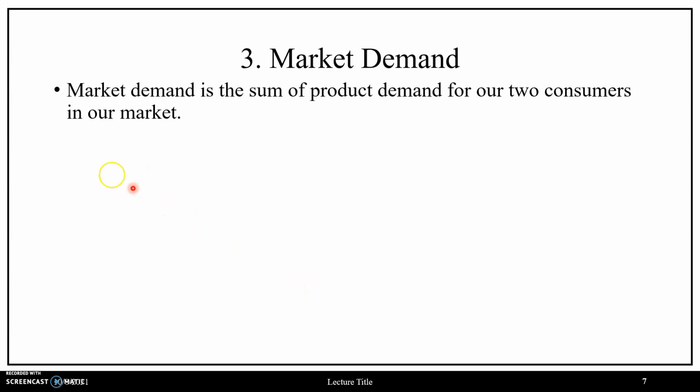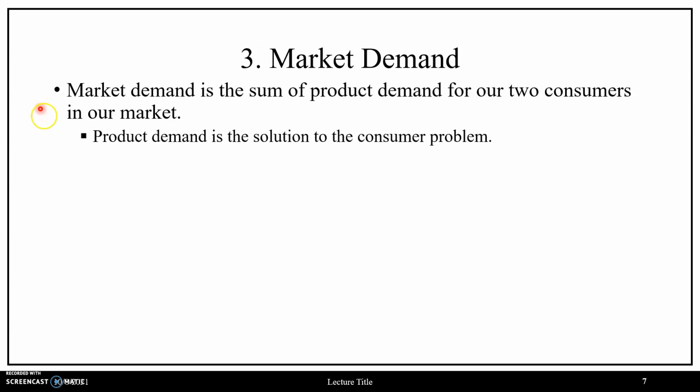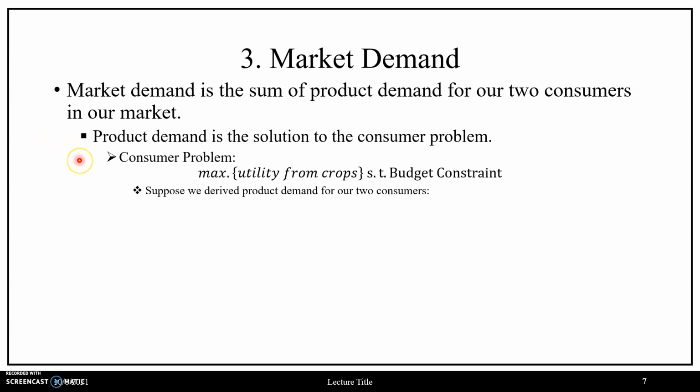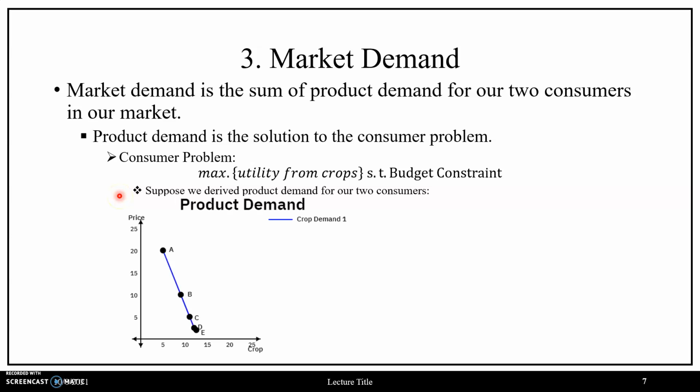Now proceeding on to market demand, this is going to be the sum of product demand for our two consumers in the market, where product demand is the solution to the consumer problem, where recall that the consumer problem in this case is going to be maximize utility from crops subject to the budget constraint for each of our two consumers, where, for the sake of time, suppose that we derived product demand for our two consumers.